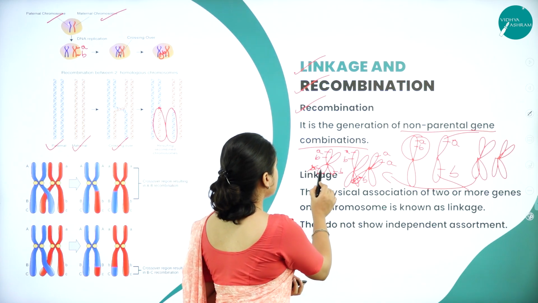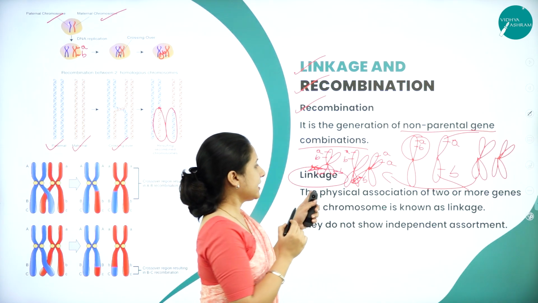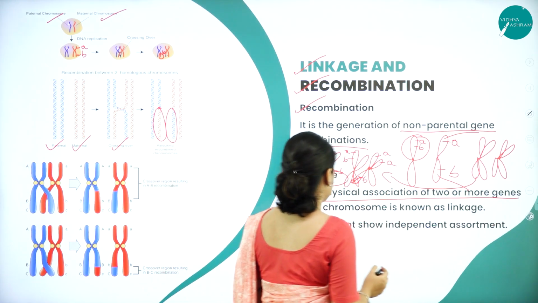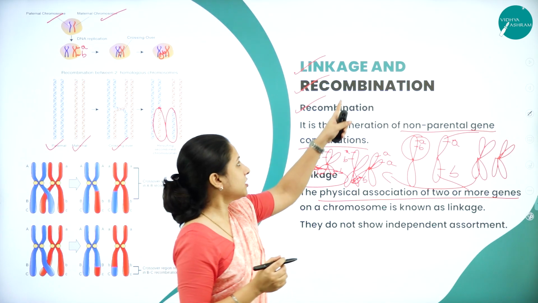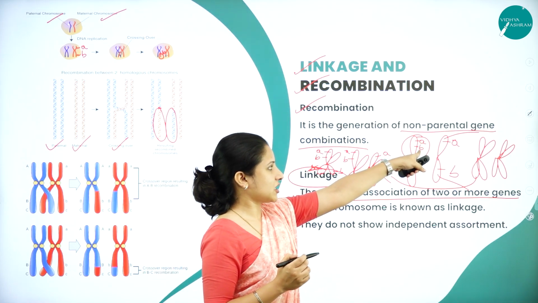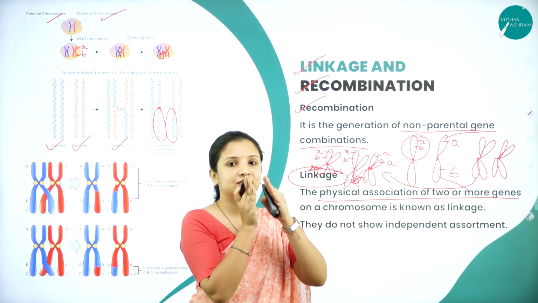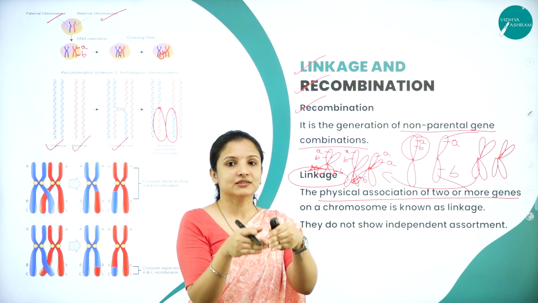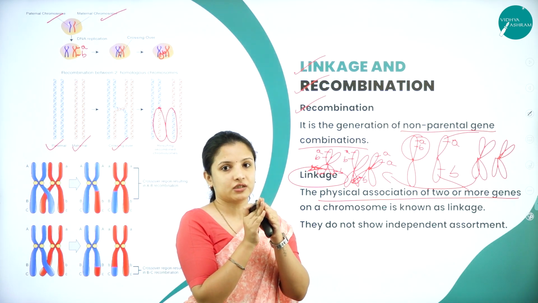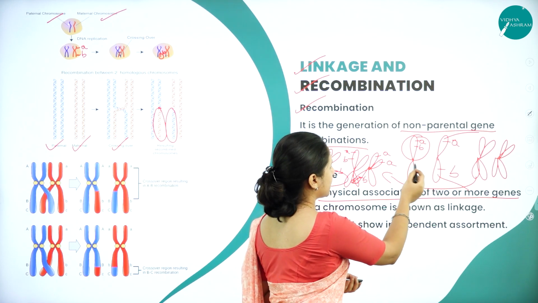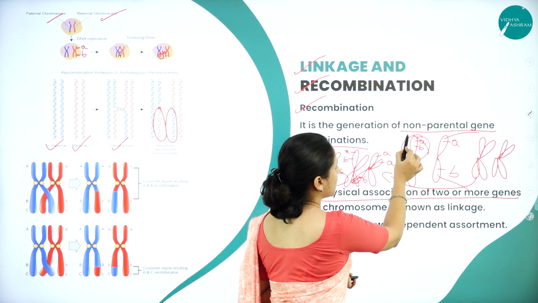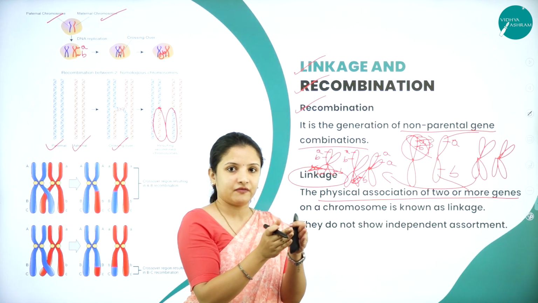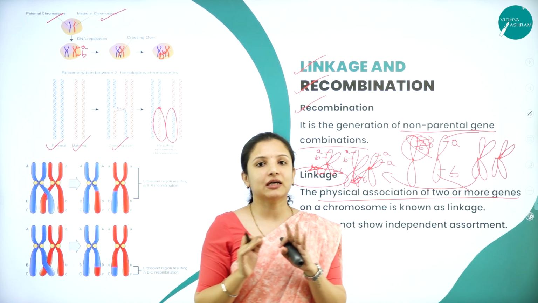So next there is one more term called linkage. Linkage is nothing but the physical association of two or more genes on a chromosome. As I told you, physical association. So these two genes will always remain close to each other and they will move into the daughter cells together because they are close to each other. So in spite of crossing over, even though crossing over takes place, they will be carried as such to the next chromosome together itself. It will not move differently. So that is nothing but linkage.